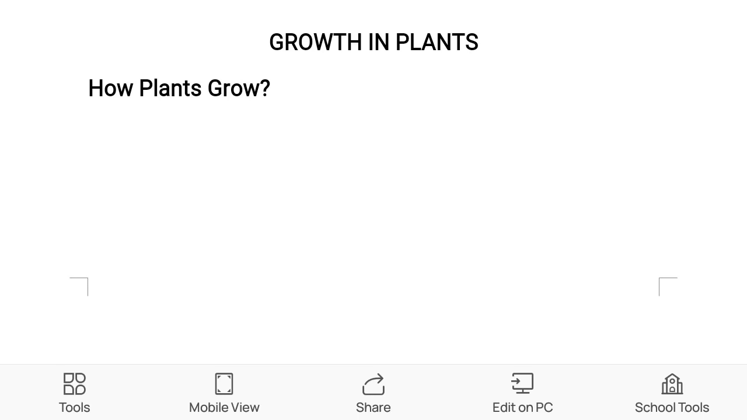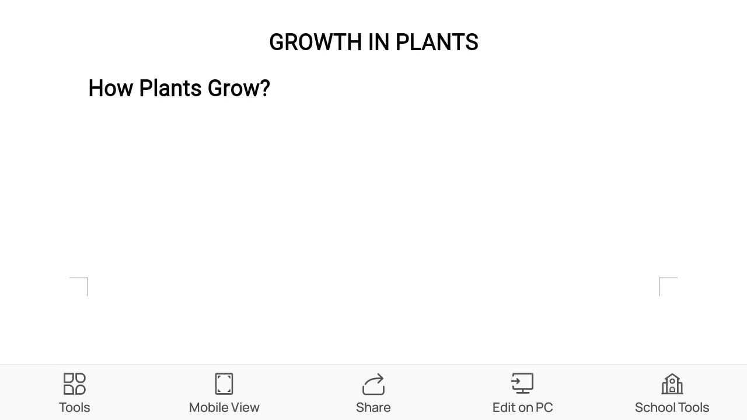Alright, so the question is, what is growth? Growth can be defined as an increase in size, shape of an organism. Increase in size, shape of an organism, that's growth.